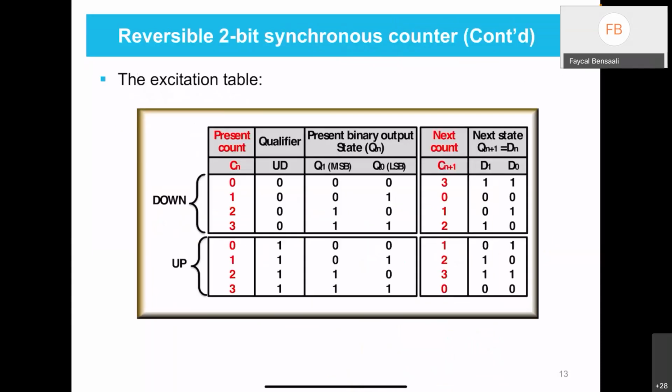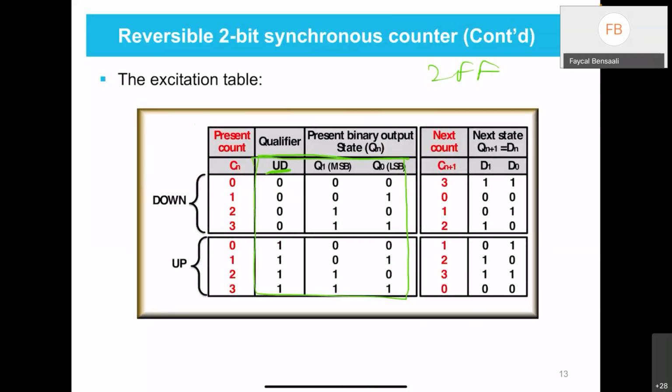Okay, good. Next step is to get the excitation table. Here, in addition, remember we have 2 flip-flops. So we will have Q0 and Q1. We will have D0 and D1. And then we will have an extra input, which is UD. I need to consider it in my design, in my excitation table. Basically those are like my 3 inputs, Q0, Q1, and UD.